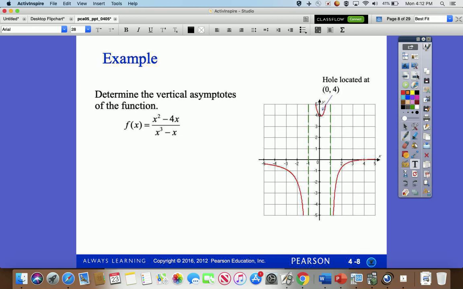So let's look at this example right here. Determine the vertical asymptotes. And I think I'm going to do that on a whiteboard. Give me 1 second. We would need to factor the numerator and the denominator.